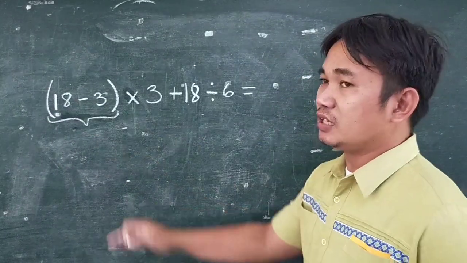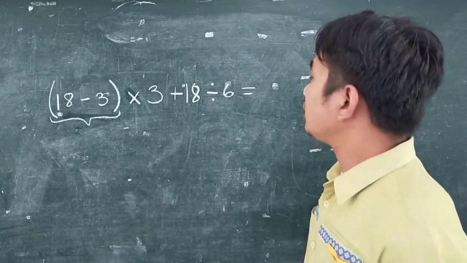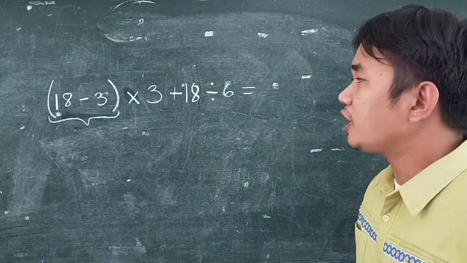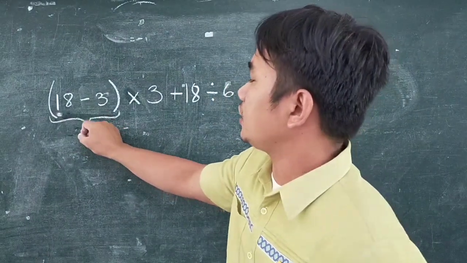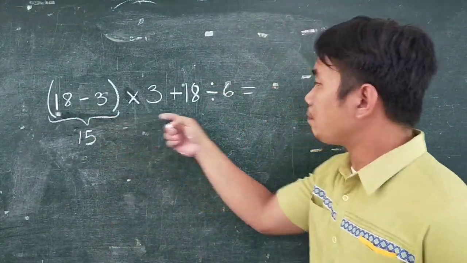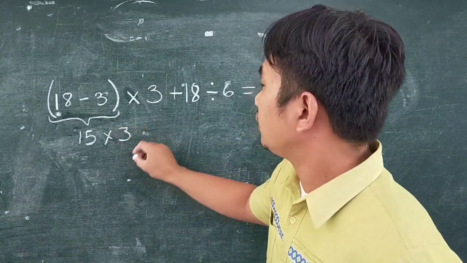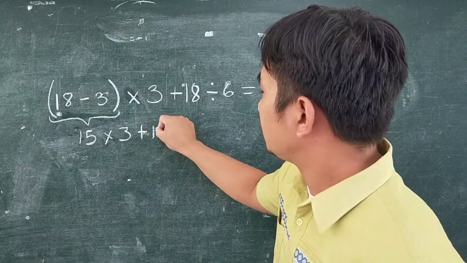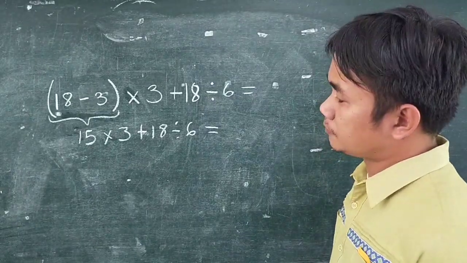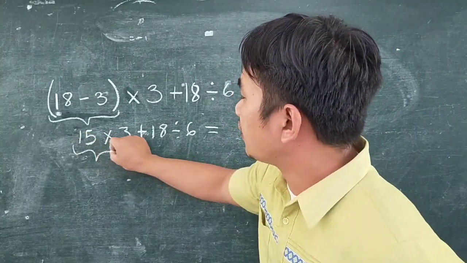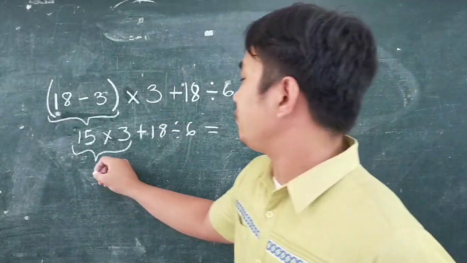18 minus 3, that is in a group, naka-group yan, times 3 plus 18 divided by 6. What operation will be done first? Siyempre, yung nasa loob ng group. So, that is 18 minus 3, that is equal to 15. And then, copy the remaining operations and numbers. So, times 3 plus 18 divided by 6. What operation will be done next? So, 15 times 3. 15, 30, 45. So, 45.